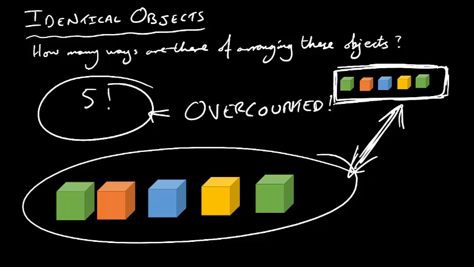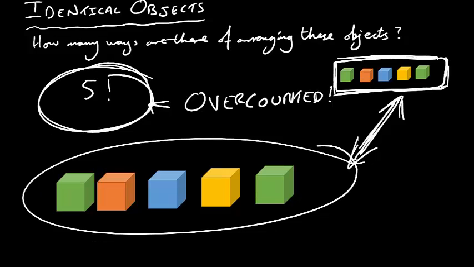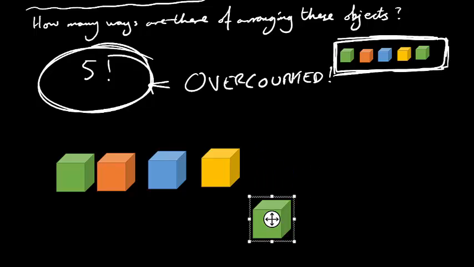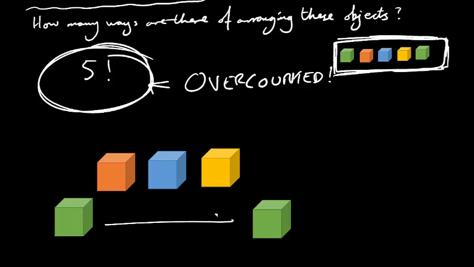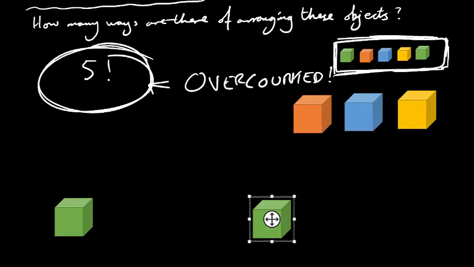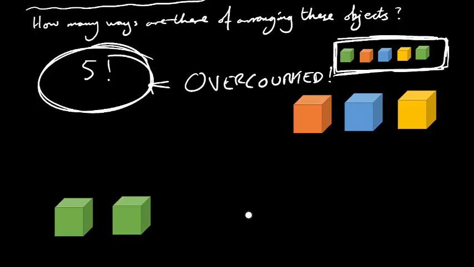Well, how many identical arrangements are we going to have? Then we can just remove from this 5 factorial the identical arrangements. So how many identical arrangements are we going to have? Well, how many identical cubes have we got? We've got 2 identical cubes. So how many ways are there of arranging these 2 cubes? Let's move these out of the way a minute. Well, there's going to be 2 factorial. We've got 2 objects. How many ways are there of arranging them? There's 2 ways. So we can either have that or we can have that.